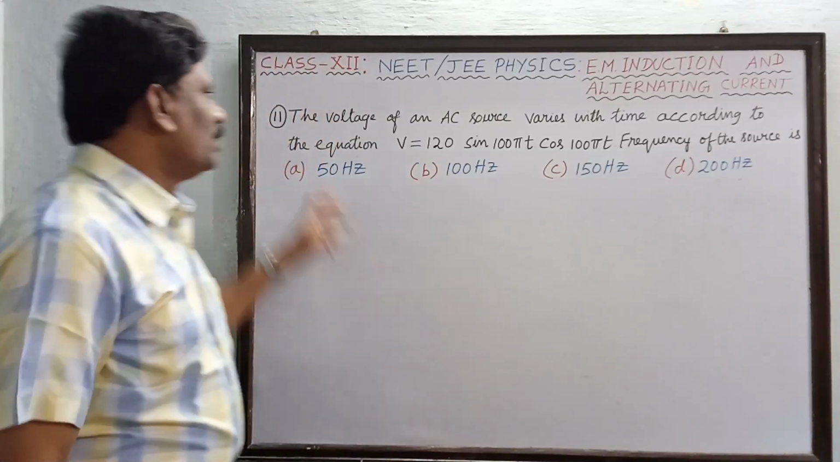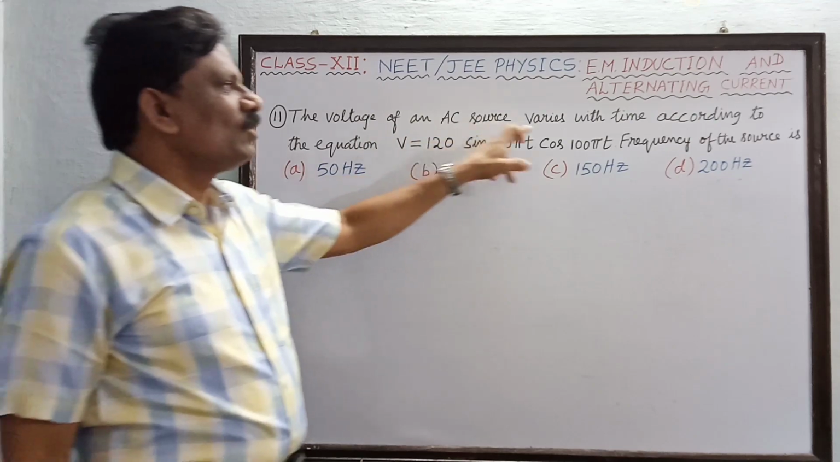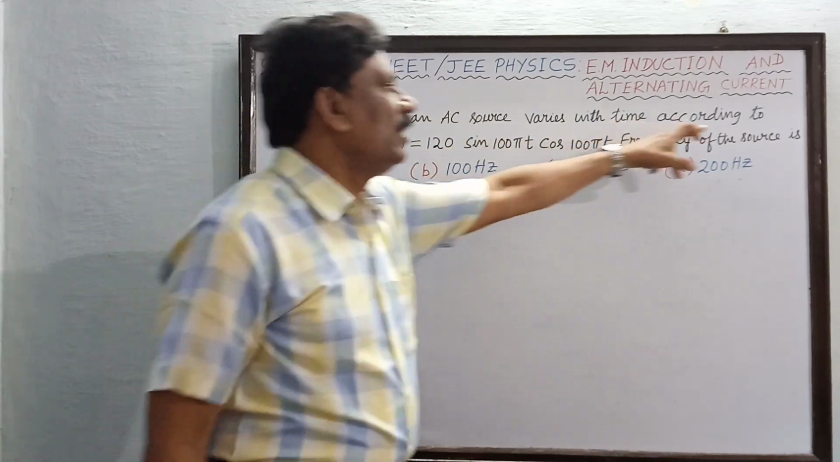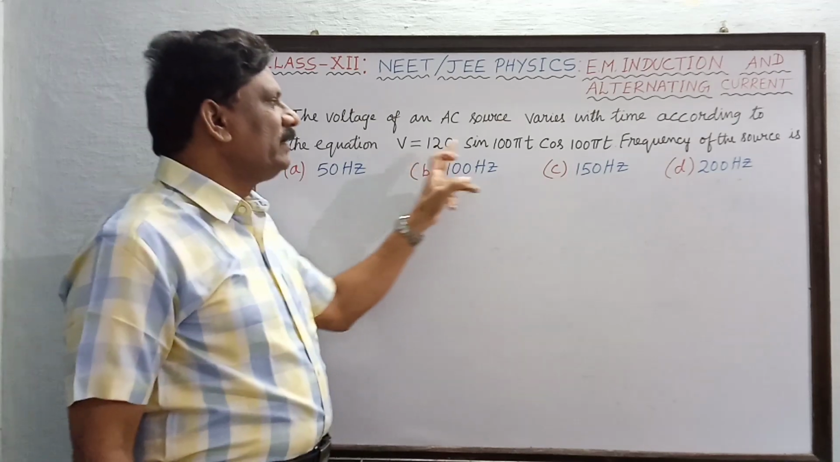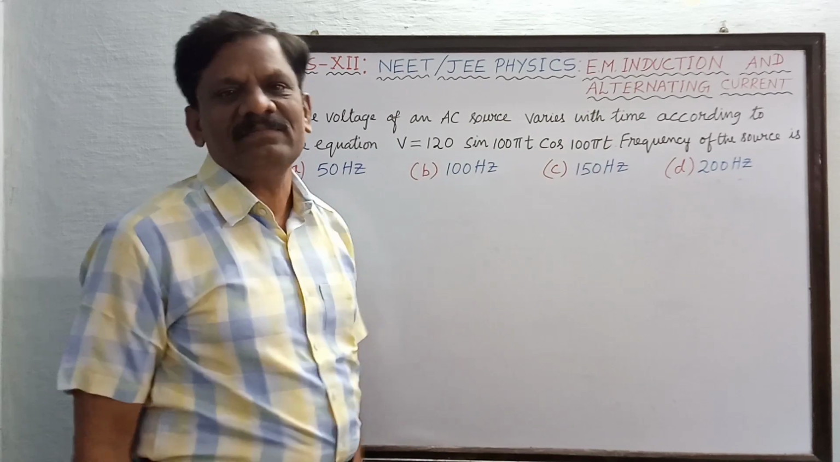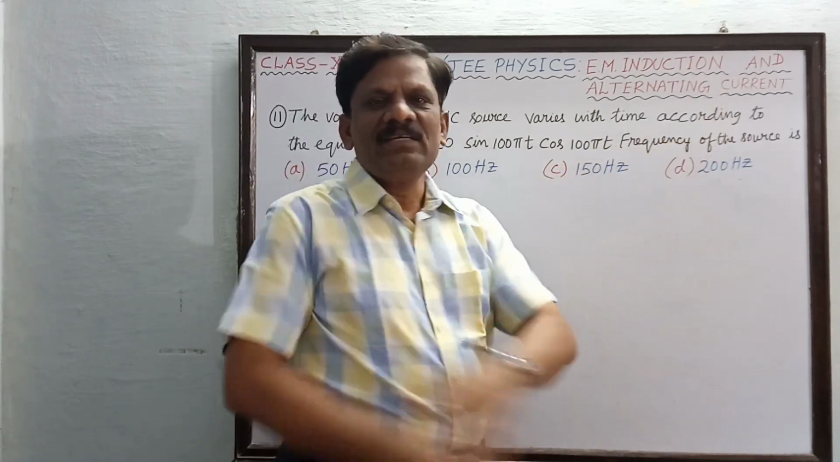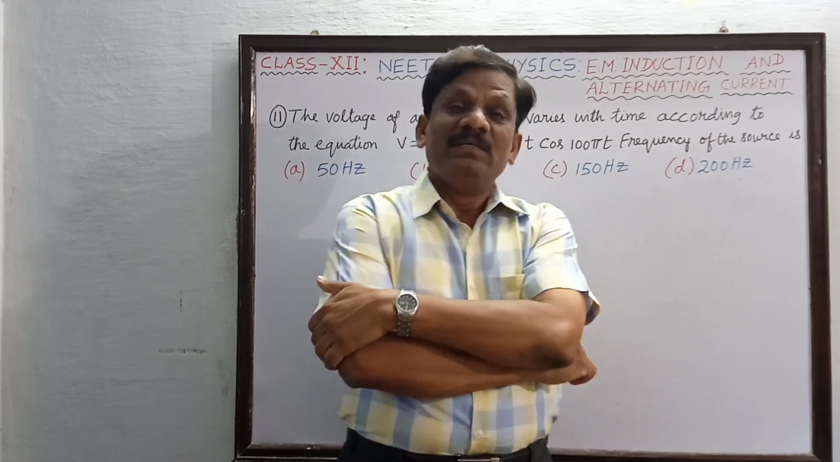Hi students, problem number 11. The voltage of an AC source varies with time according to the equation V = 120 sin 100πt cos 100πt. The frequency of the source is to be determined. It's a very intelligent question.